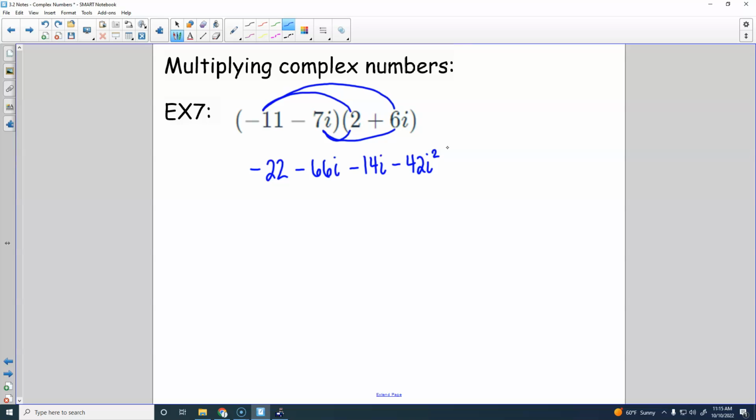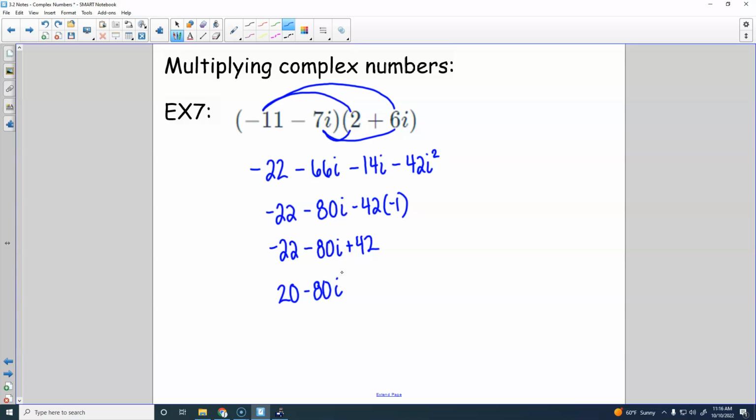Okay? Now, here's the one thing that's going to be different about dealing with these problems. What does i squared equal? -1. So we've got -22. If we want to, we can go ahead and put these together. We'll get -80i. And we've got -42 times negative 1, which makes it a plus 42. So if we do negative 22 plus 42, we'll get 20 minus 80i.